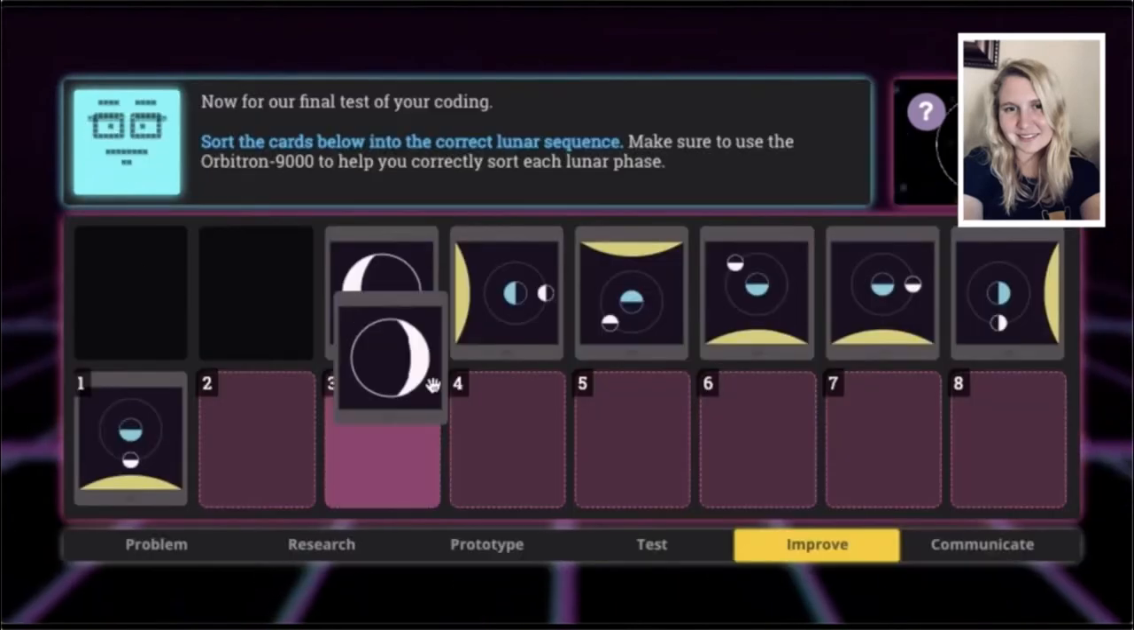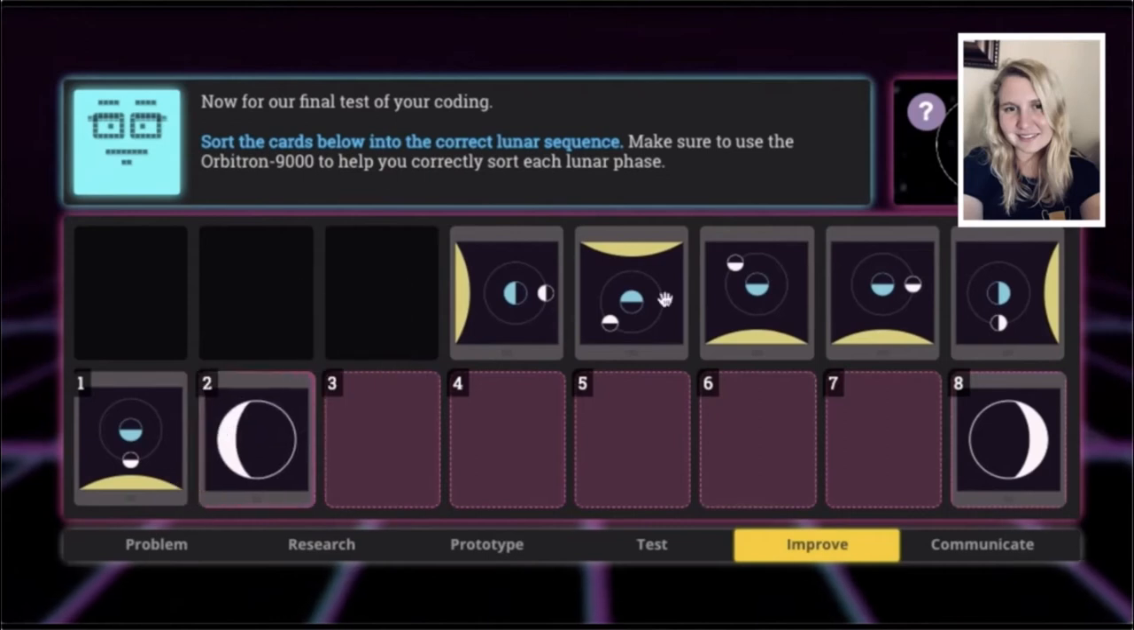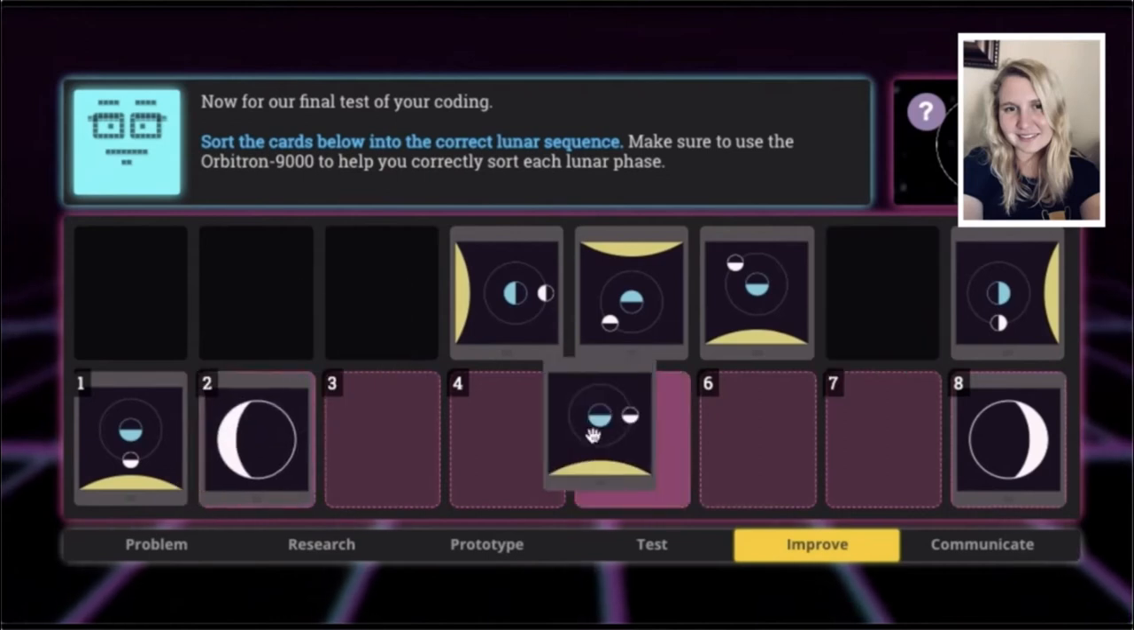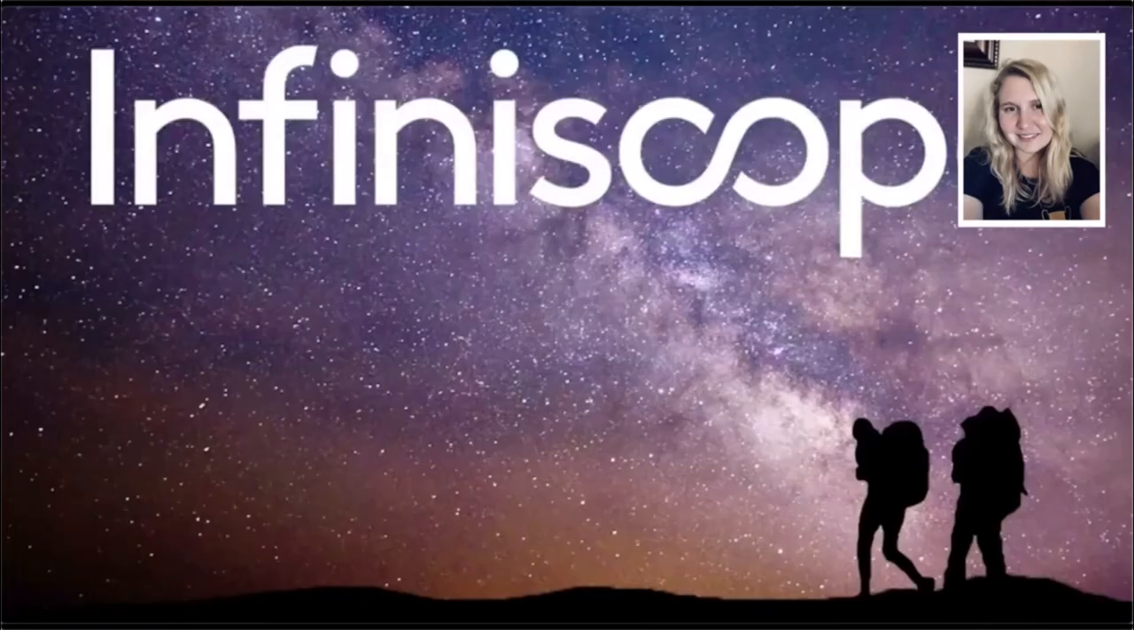Throughout the experience, you'll perform several tests on Lucia's coding by helping her sort the phases of the moon in the correct order. I like this experience because of the cool retro 80s theme and the fact that it feels like you're playing a game. Check it out for yourself at infiniscope.org.